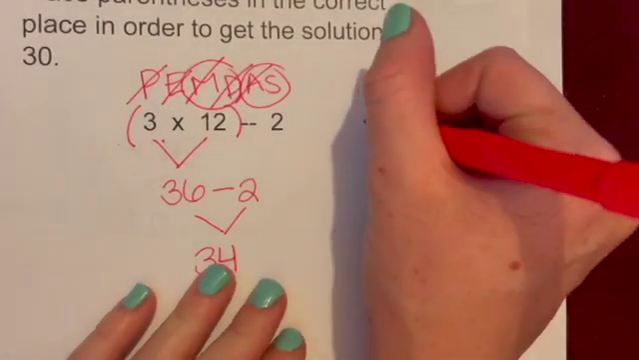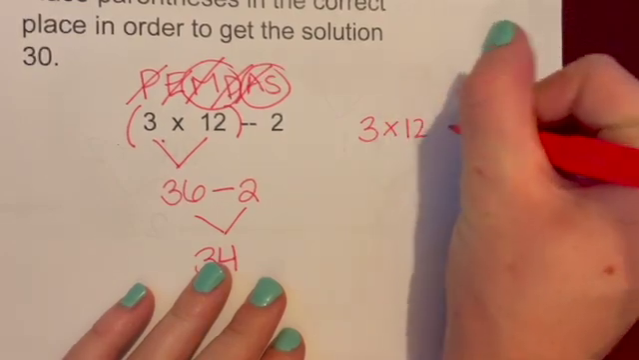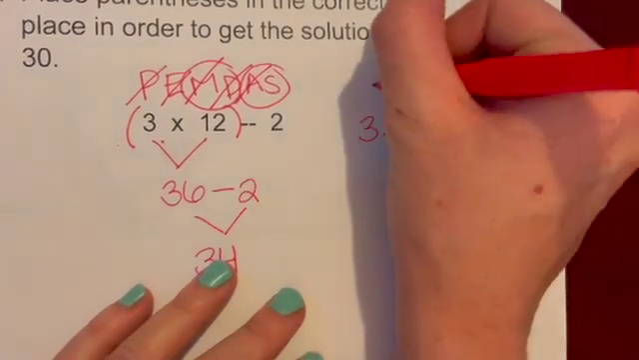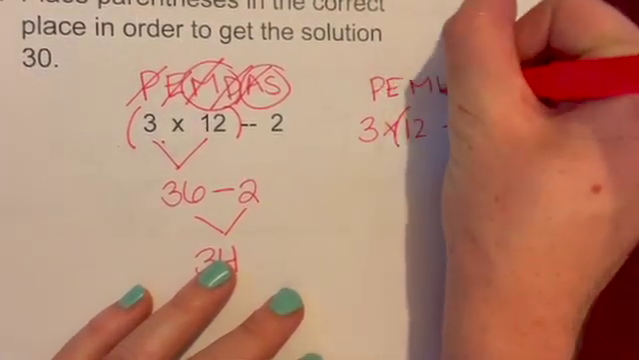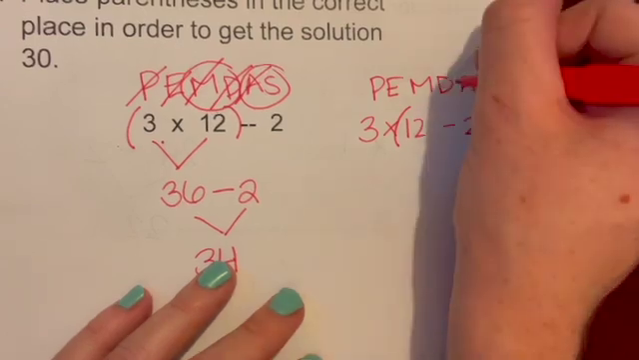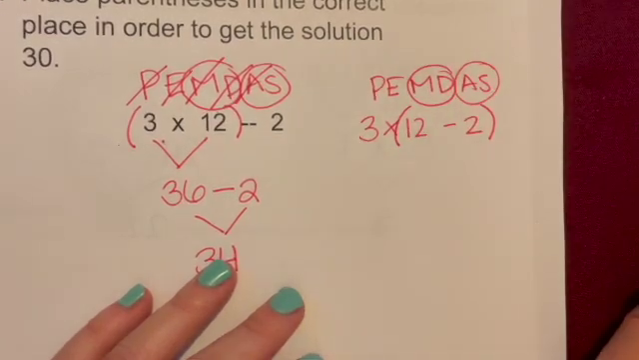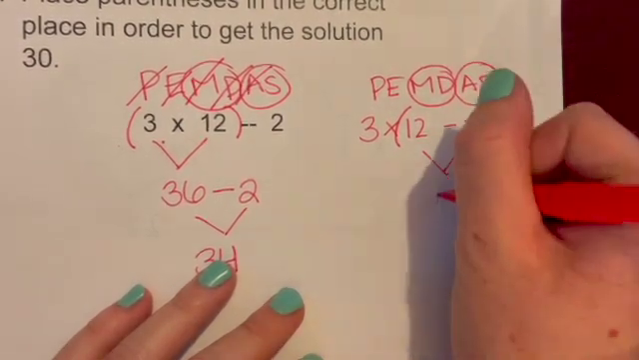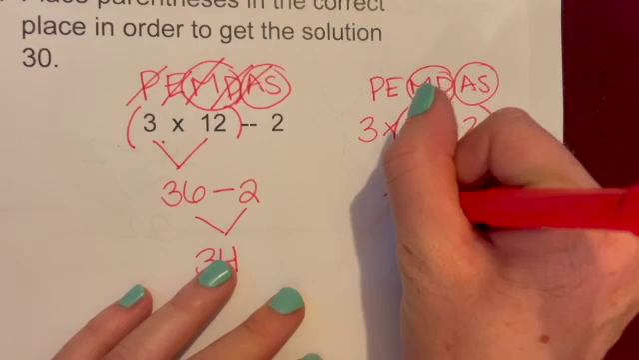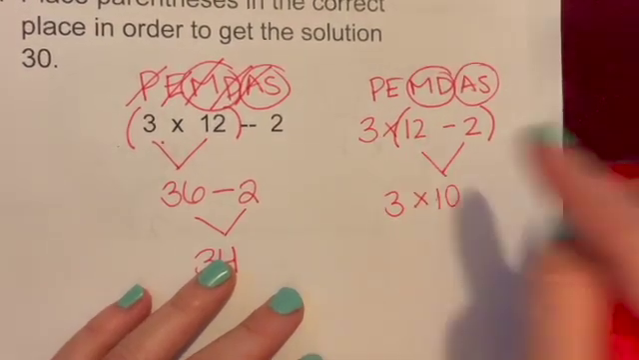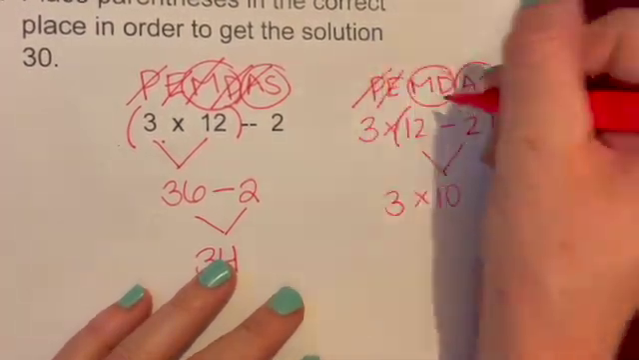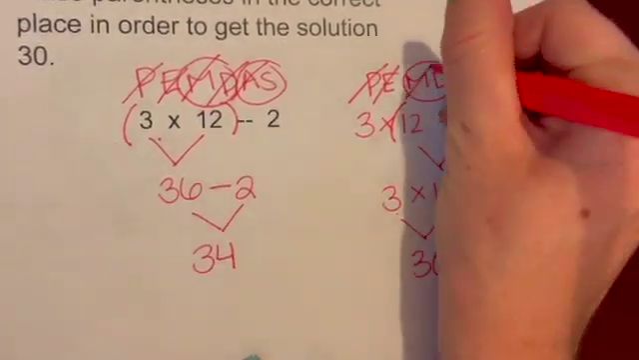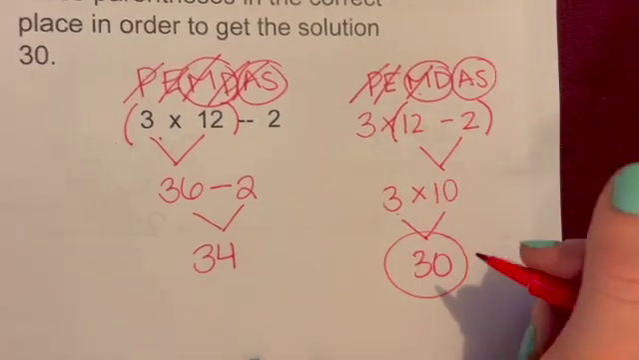I'm going to rewrite this problem again. 3 times 12 minus 2. This time, I'm going to put the parentheses on the other side. So I'm going to write PEMDAS. I'm going to circle the M and the D, circle the A and the S, and I'm going to start with parentheses. I need to do 12 minus 2 first, which is 10. Rewrite the rest. 3 times 10. Cross it off. I don't have any exponents. I have multiplication. 3 times 10. When I solve it, I get 30. There's nothing else, so I have my answer.